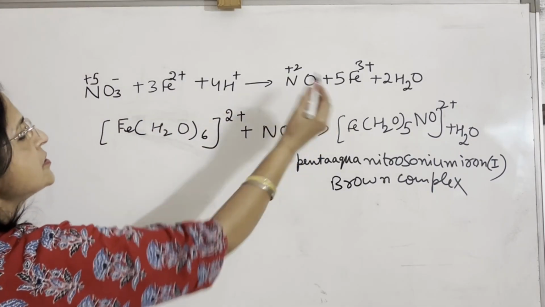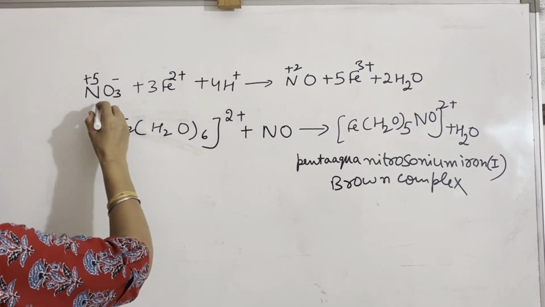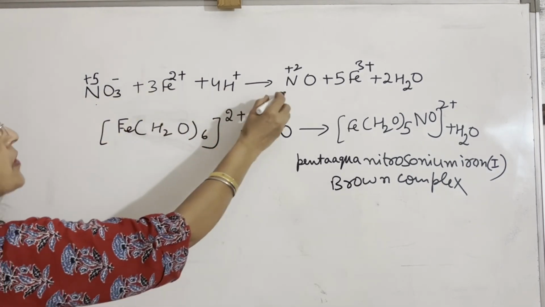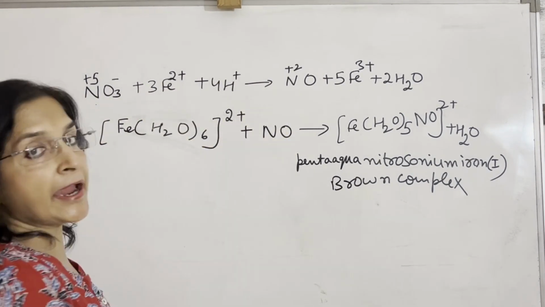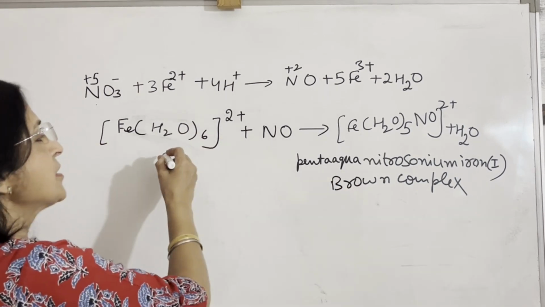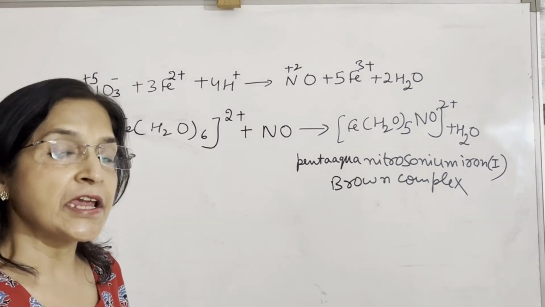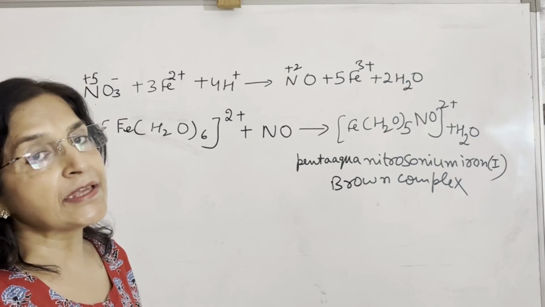Ferrous ion oxidizes to ferric ion and the oxidation state of nitrogen changes from +5 to +2. This nitric oxide forms a brown colored complex with ferrous ion. The oxidation state of iron in this brown complex is +1.